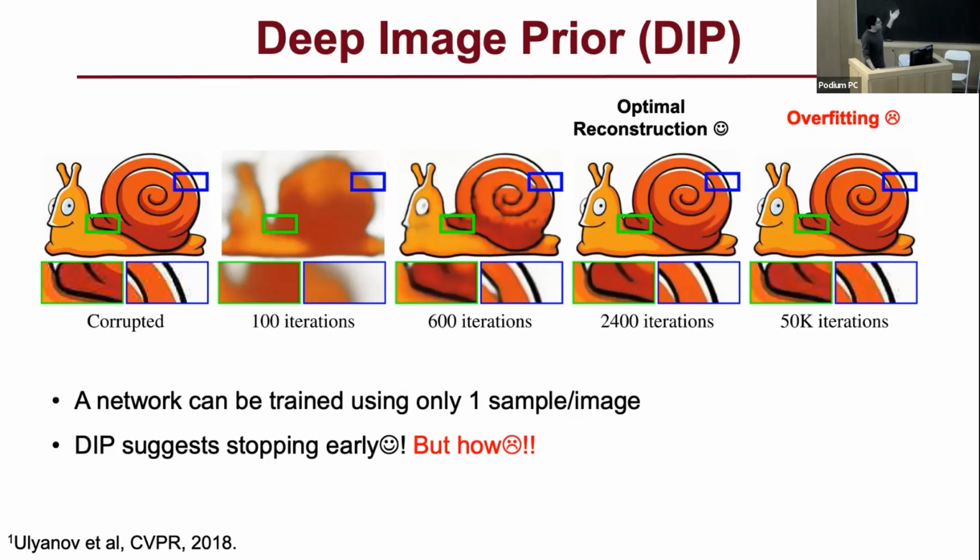So what Deep Image Prior suggests is to stop early. But the question is, how can you stop early? Because in database deep learning, we have a validation set and we can observe it and know when to stop. But if you have a single image, how can you validate?